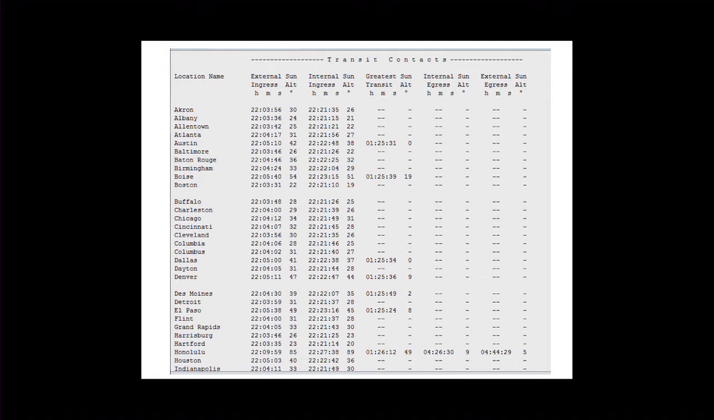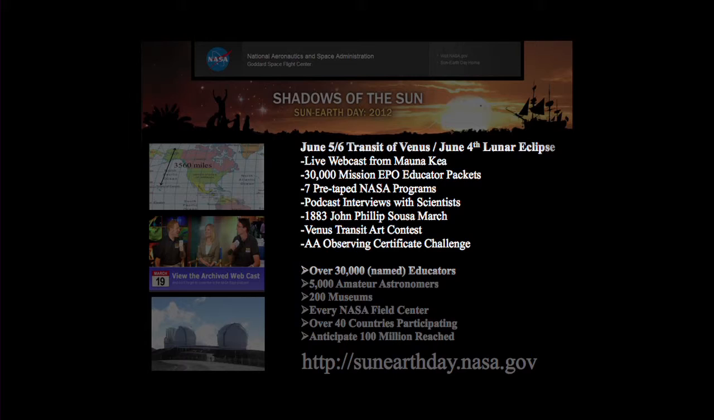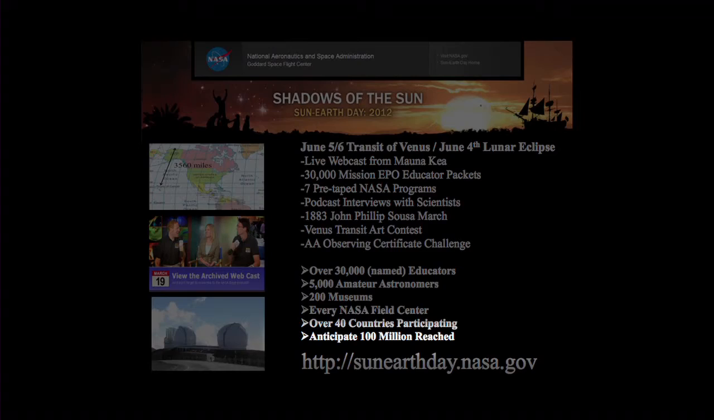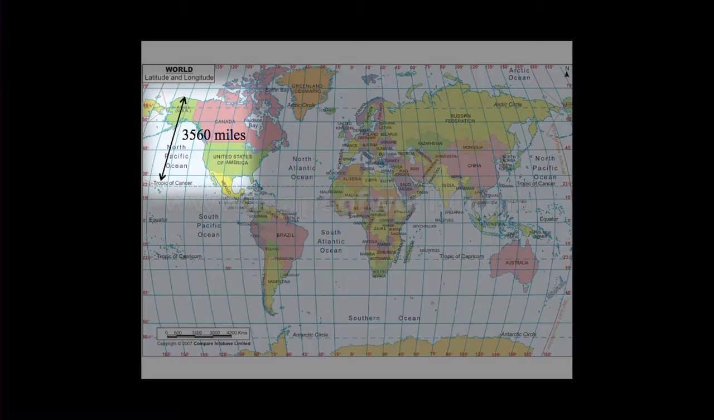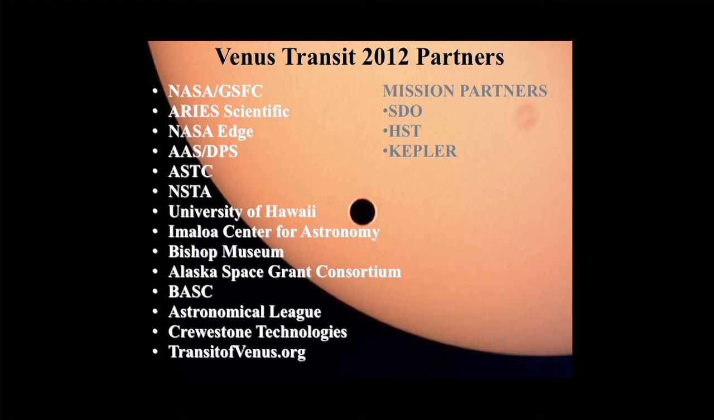Here's our program for 2012. A live webcast from Mauna Kea, teacher packets again, 7 pre-taped NASA programs on the history and the science of the transit of Venus. Again, the 1883 John Philip Sousa March, an art contest, and an amateur astronomer challenge. Basically, the bottom line is we anticipate from 2004 that we'll impact roughly 100 million people with this program. There's our observing baseline. Here's Mauna Kea. This is the NASA EDGE group that will be on top of Mauna Kea doing live webcasts. And here are some of our partner organizations, and I'll stop there.